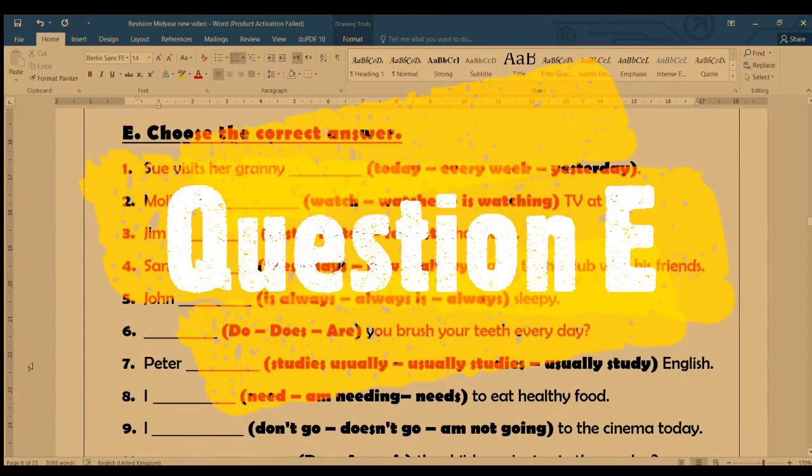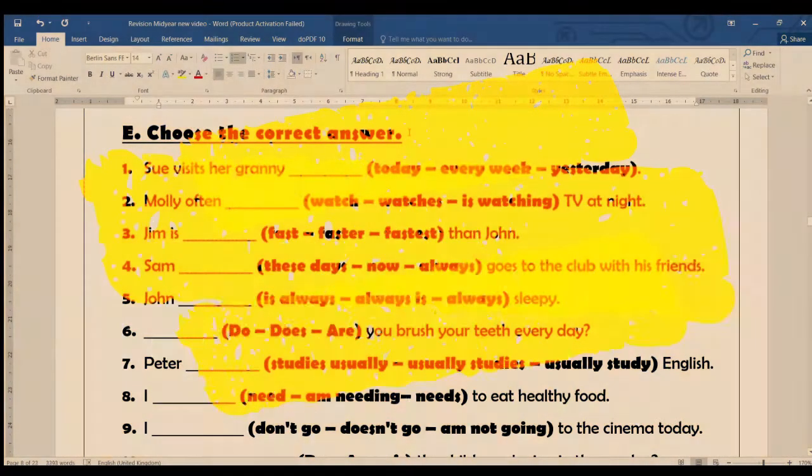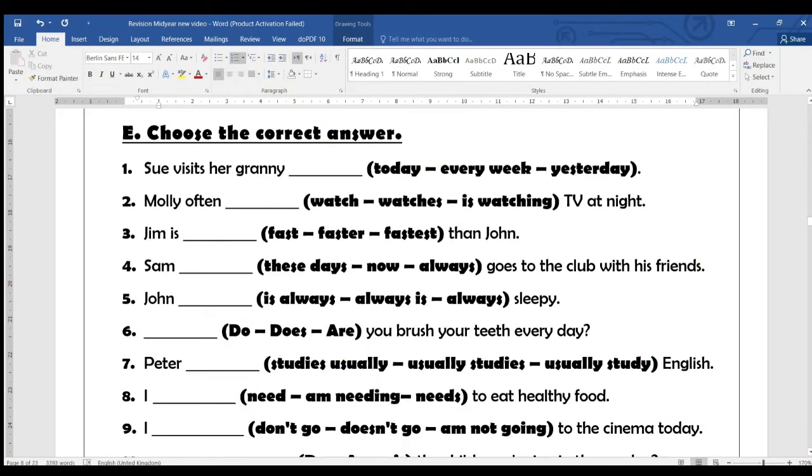Alright, question E. Choose the correct answer. So what am I going to do here? Sue visits her granny today or every week or yesterday. So what I need to do is just choose the correct answer. It's super easy. What I need to pay attention to is the verb, the tense of the verb, and the place of the adverb of frequency. All of these things that we learned throughout the term in our grammar.